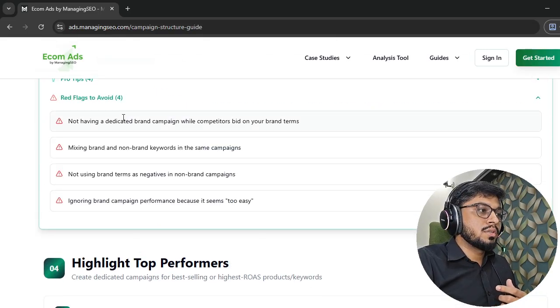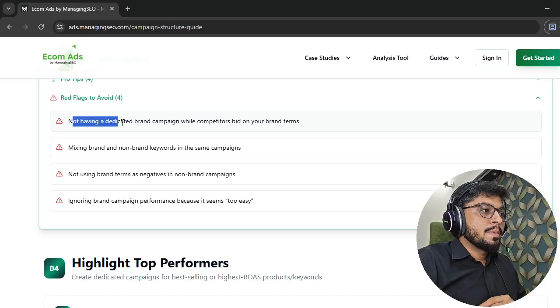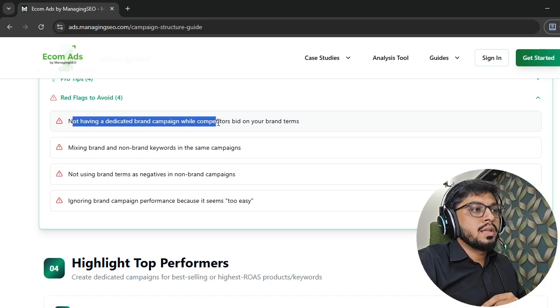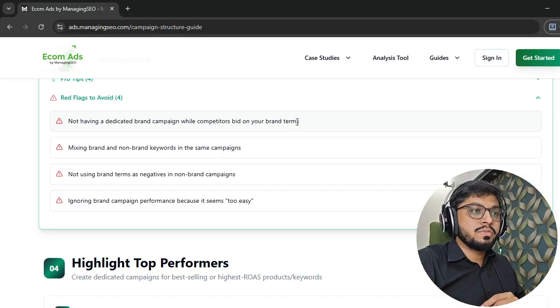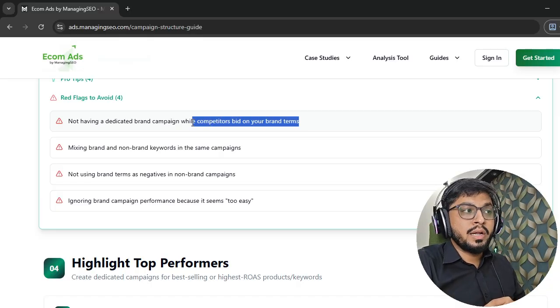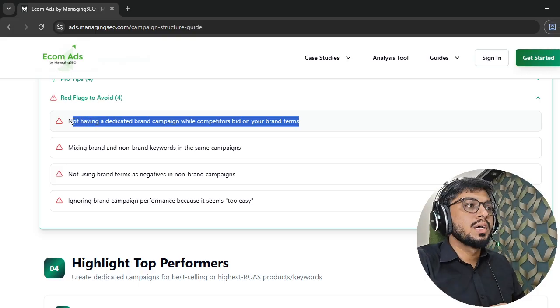Anyways, let's see some red flags here. Not having a dedicated branded campaign while a competitor bids on your brand. Yes, this is very important. If a competitor is bidding on your brand term, then you must have the branded campaign.